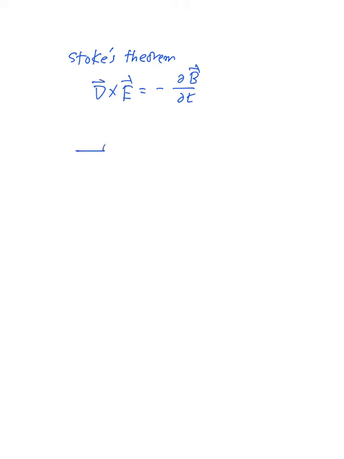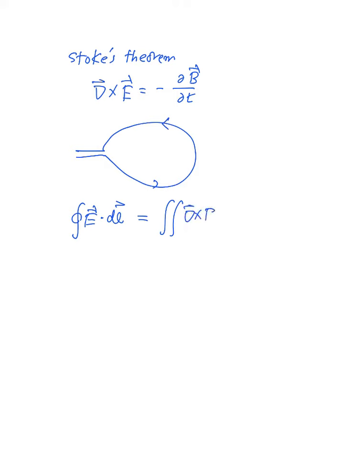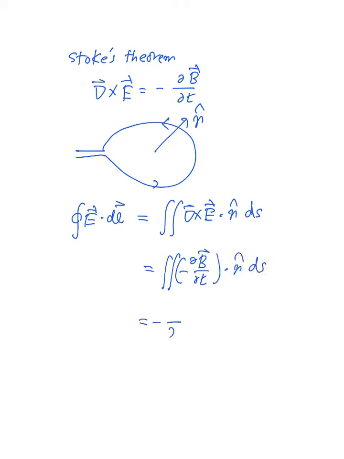So if we have some closed metallic loop, if we integrate the electric field along this closed loop, because of Stokes' theorem, it becomes the curl of E dot n ds. So this is your normal direction. It turns out to be minus partial B over partial t dot n ds.